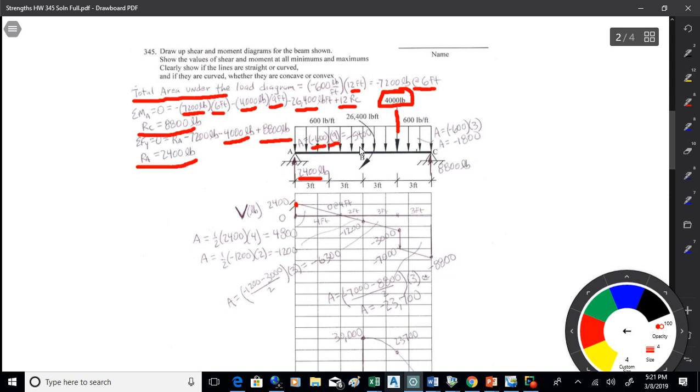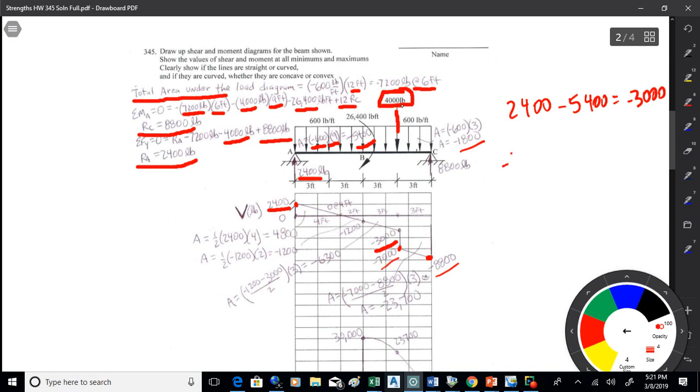So negative 600 times 9 is negative 5,400. I'm at 2,400 and I drop by 5,400, so I end up at negative 3,000. Then I go down by another 4,000 on account of that point load, so that gets me down to negative 7,000. Then I drop by the rest of this area, negative 1,800, which is negative 8,800. So that's where I end up there.